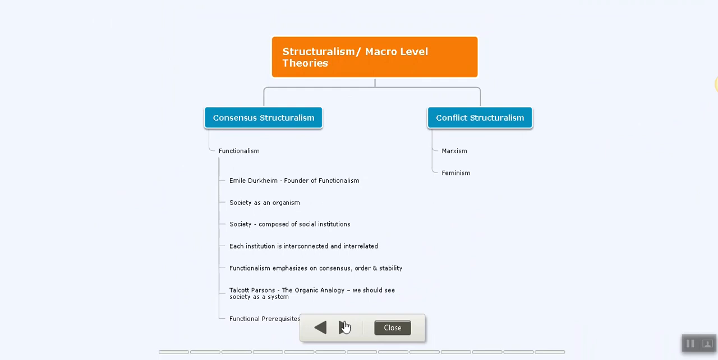So this was an overview on functionalist perspective, being part of the consensus structuralism. So for the next session, we will have an in-depth explanation on conflict structuralism. That is, we will have an overview on Marxism and functionalism.